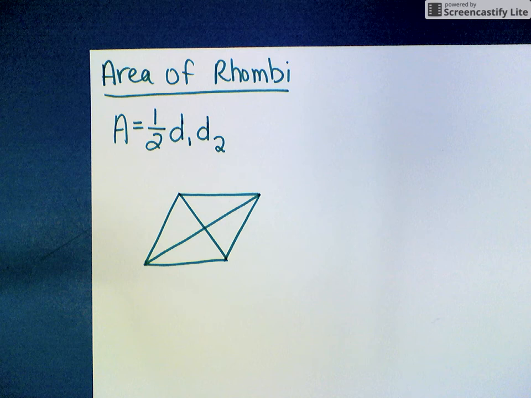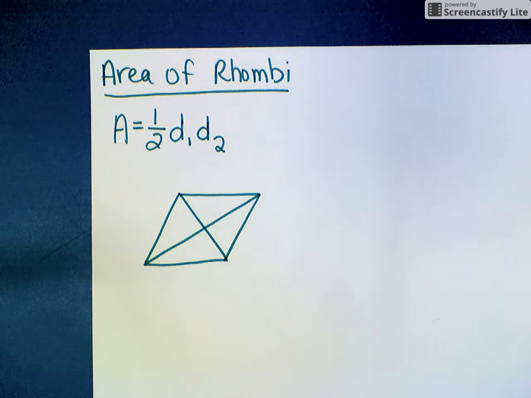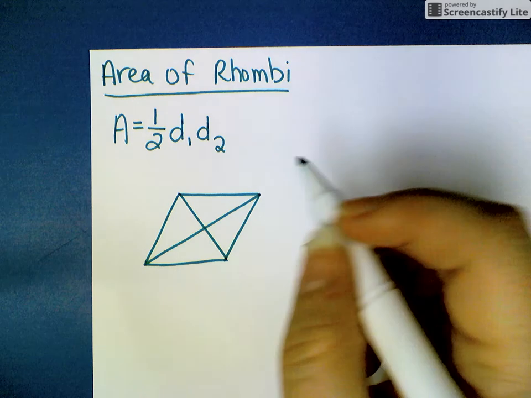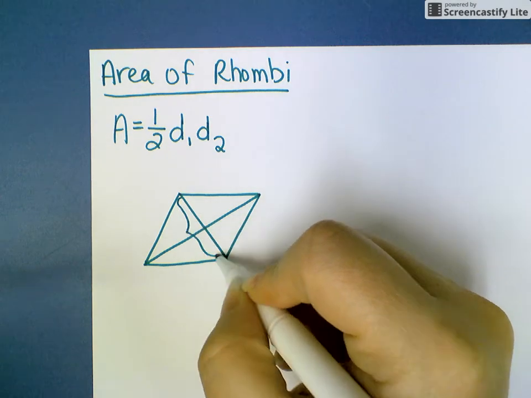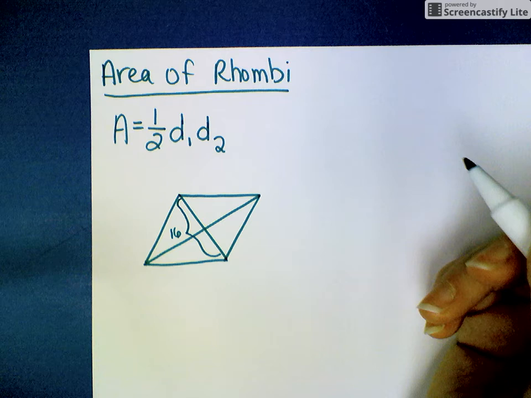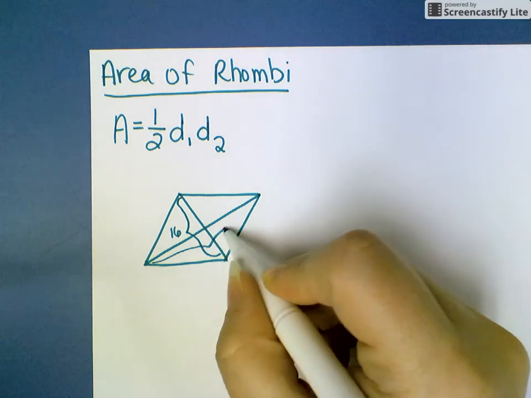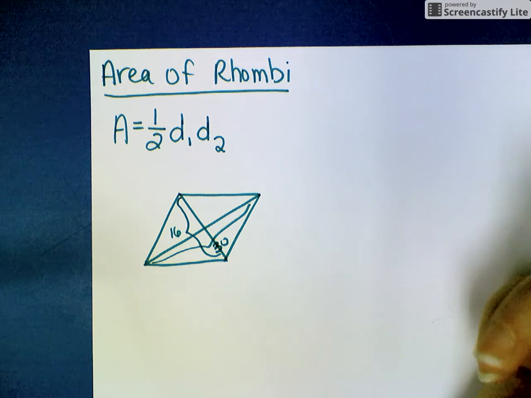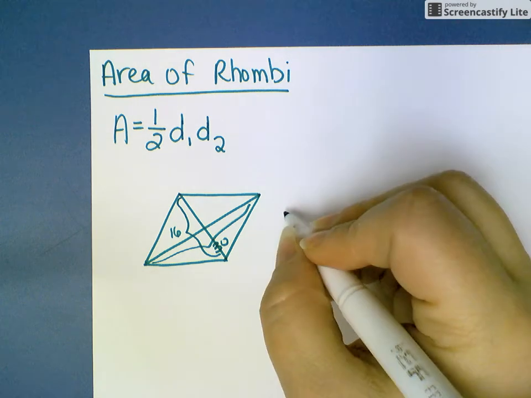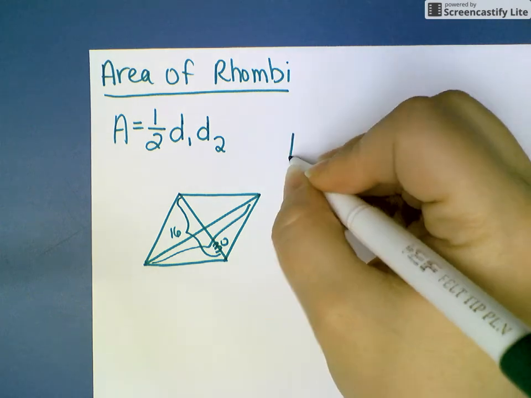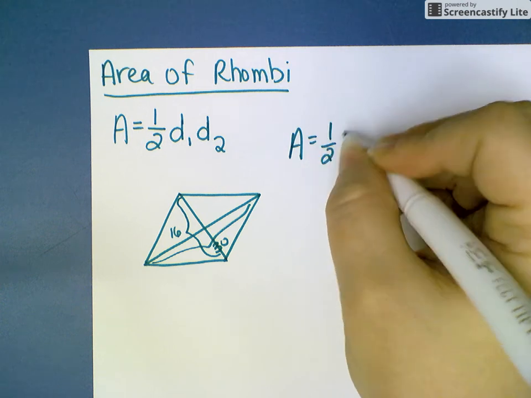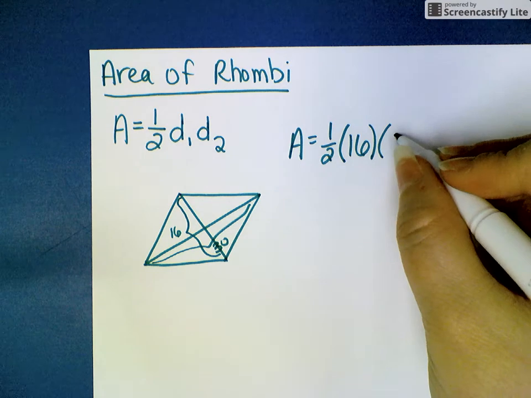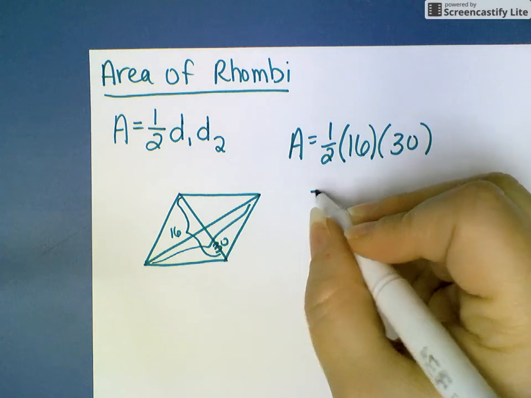So we could have a problem as easy as you have a rhombus where one diagonal is 16. This one here is 16. And the other diagonal is 30. If you're given both of the diagonals, you really just have to plug it into the formula. 1/2 times diagonal 1, which is 16, times diagonal 2, which is 30.